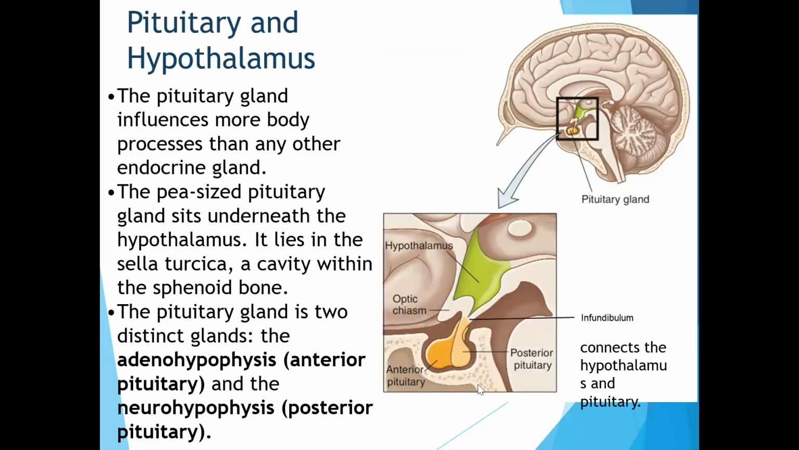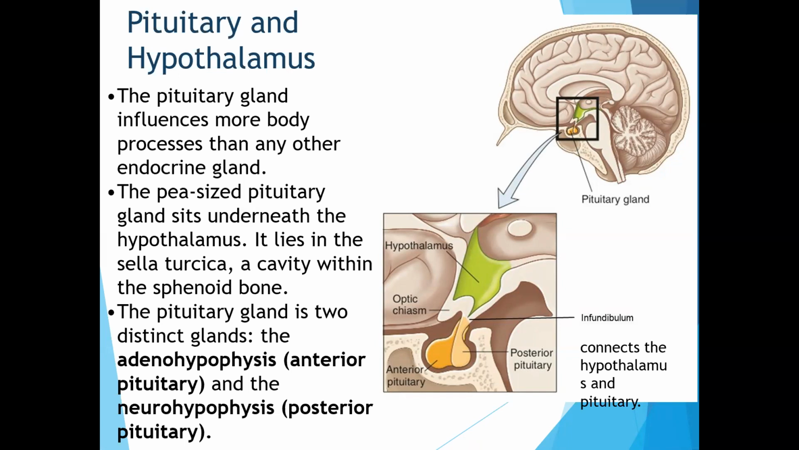Okay, so our first highlight here is the pituitary gland and the hypothalamus. So our pituitary gland is kind of the master gland of the endocrine system. So it influences the body more than any other endocrine gland, even though it's super tiny. It's only pea-sized. It sits directly under our hypothalamus in the brain. The area is known as the sella turcica. If you remember back from our skeletal system chapter, we talked about the sella turcica holding the pituitary gland in terms of the bony structure.